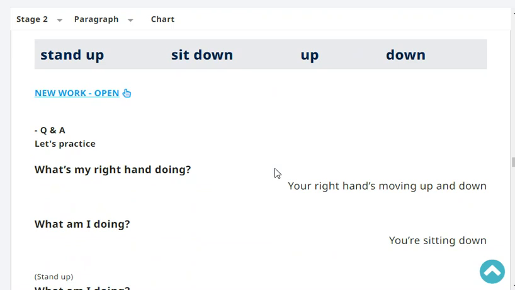What's my right hand doing? Your right hand is moving up and down. Very good. What am I doing? You're standing up. What am I doing? Standing up. I'm sorry. Okay, one more.